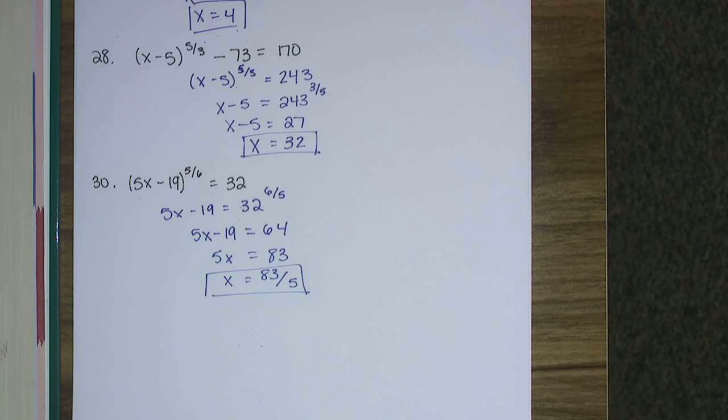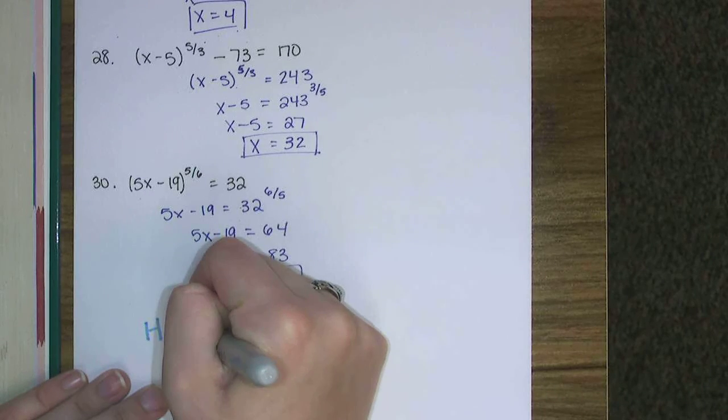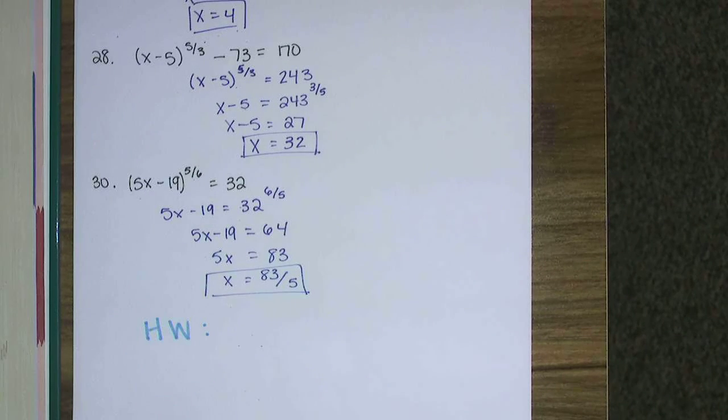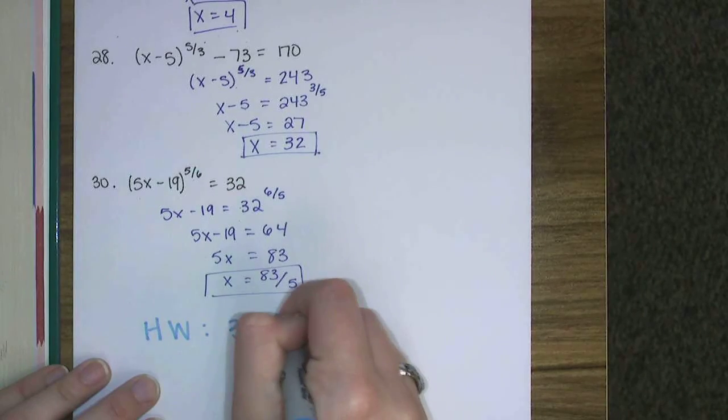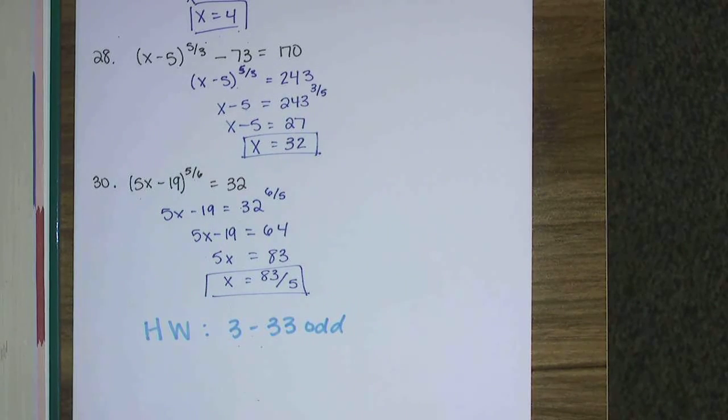Oh, I guess you need homework, though. Homework. I probably thought you were about to get off easy. Homework is 3 through 33 odd. 3 through 33 odd, just because these are pretty easy problems. It shouldn't take you too long to go through them. I mean, this whole video is like, what, 21 minutes now?